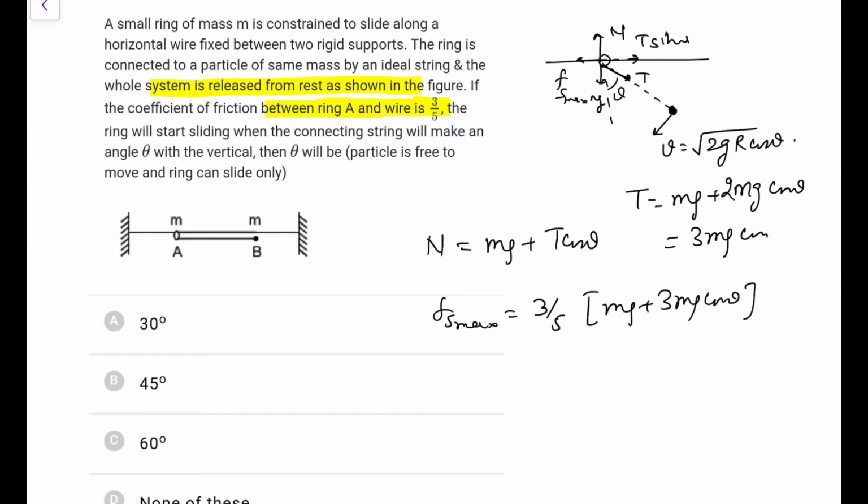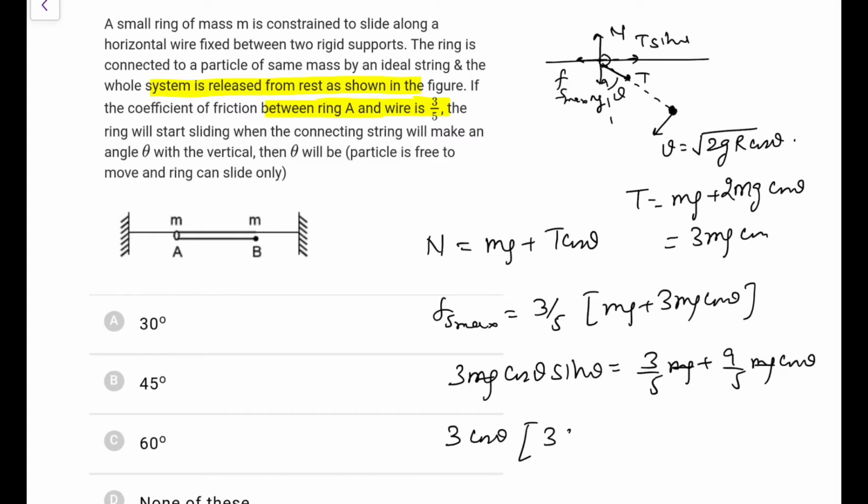So equating it, T sin theta means 3 mg cos theta sin theta is equal to 3 by 5 mg plus 9 by 5 mg cos theta. So this mg goes. Now what we are left with, this is now a dubious one, or try it. Take it here, 3 minus 9 by 5, 15 minus 9, 6 by... no, it won't be cancelling like this. We have to do it. Let's say 3 cos theta I take as common. So it would be 3 cos theta, if I have taken as common, it would be sine of theta minus 3 by 5 cos theta is equal to 3 by 5. That is what I am getting.